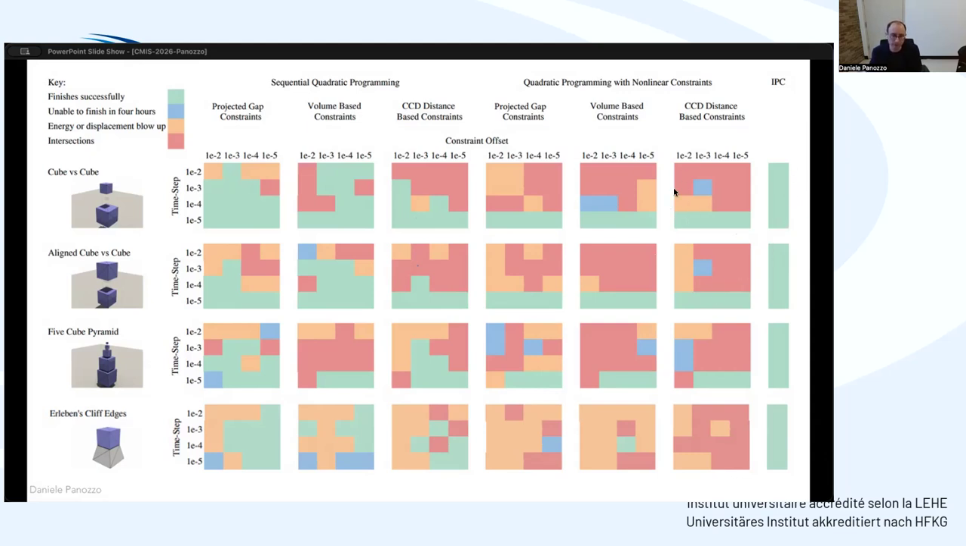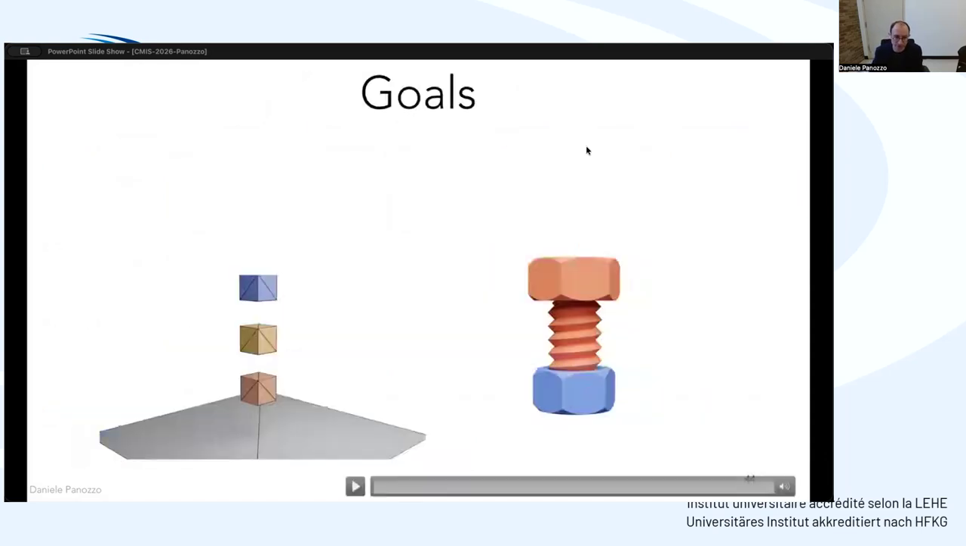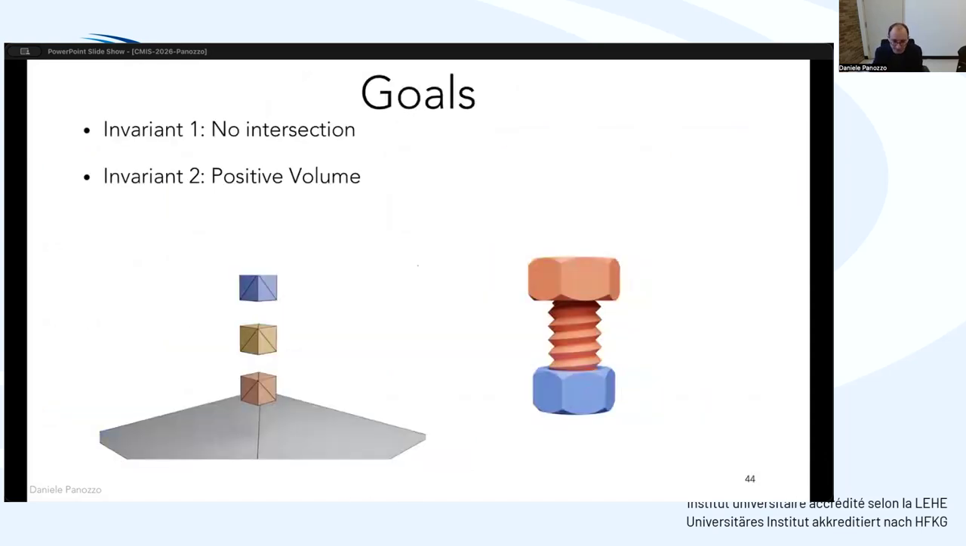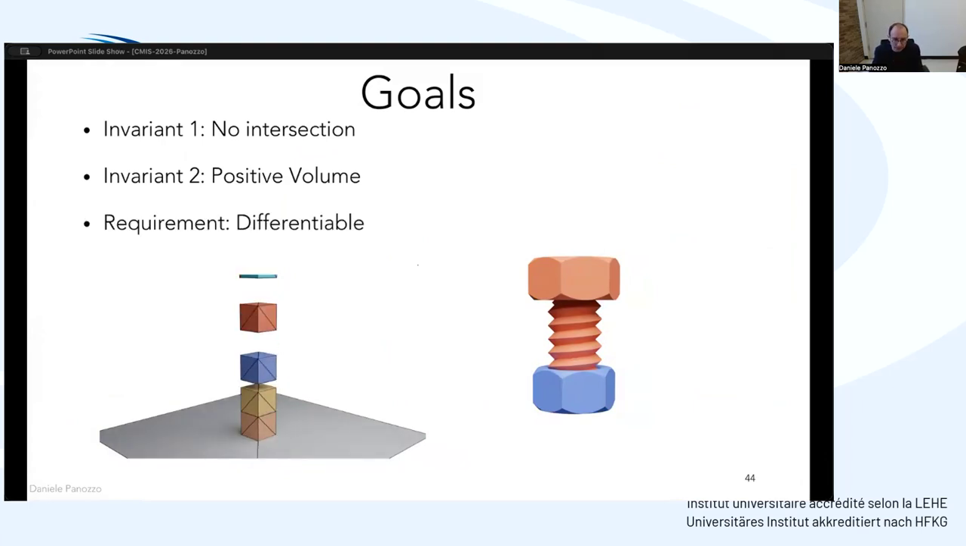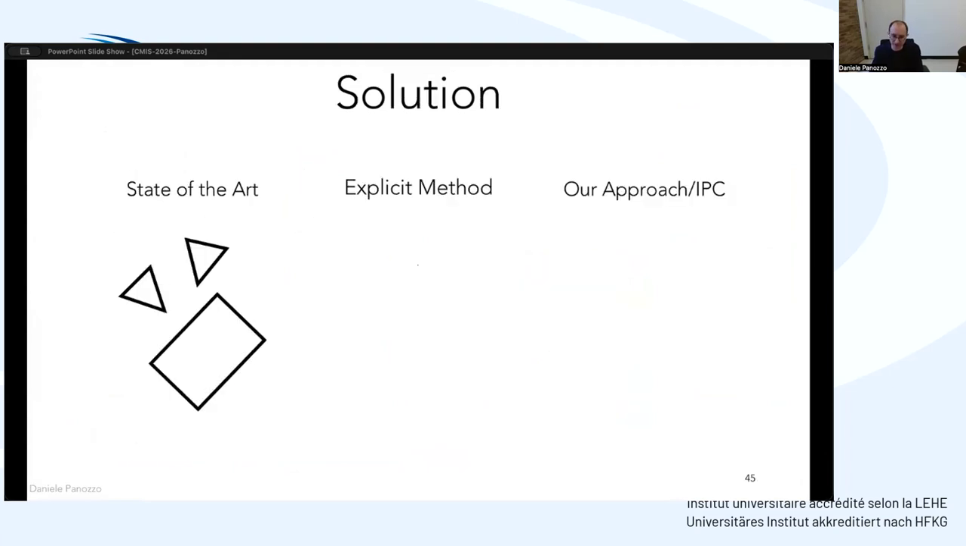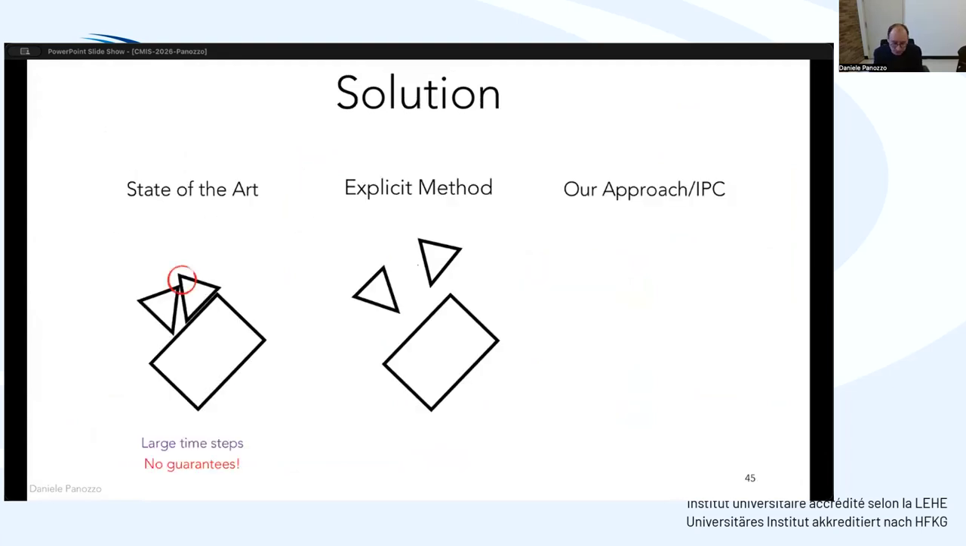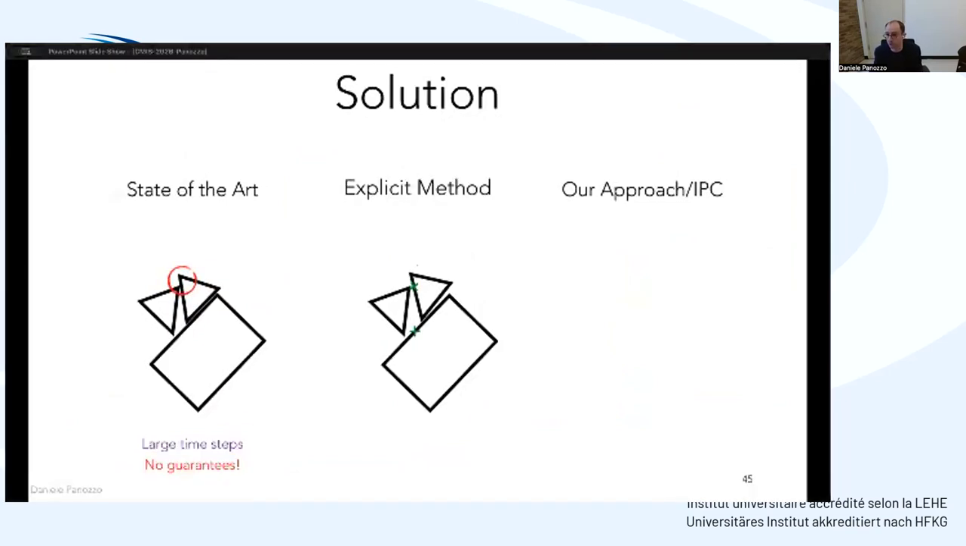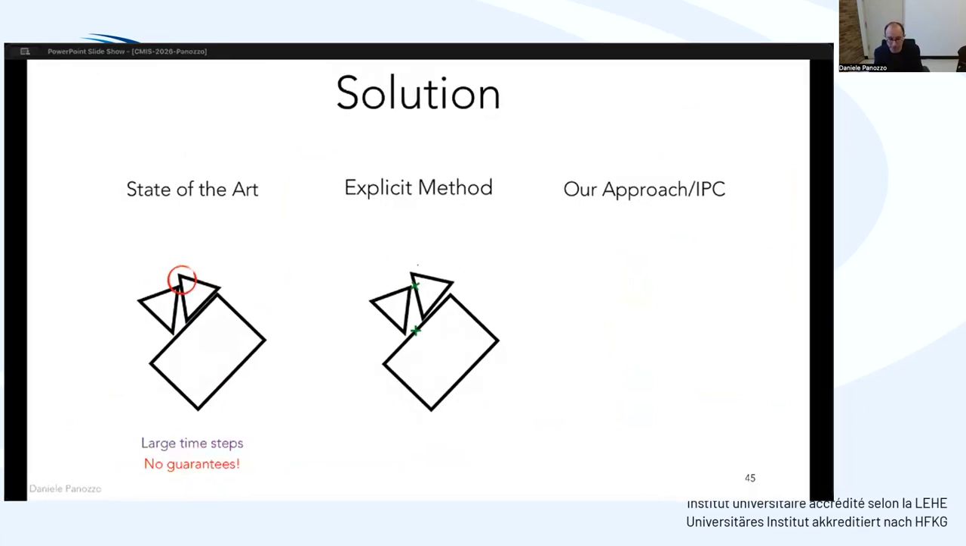So what we are trying to do is to get to a point where we have guaranteed no intersection, guaranteed positive volume, and differentiability. How do we proceed? An obvious way is a typical method used in structural mechanics, which is to do explicit time integration and solve the contacts one at a time. This is very robust, but it's completely unreasonable in terms of runtime if you have many contacts, because every contact is going to shorten your time step. You end up taking tiny steps.